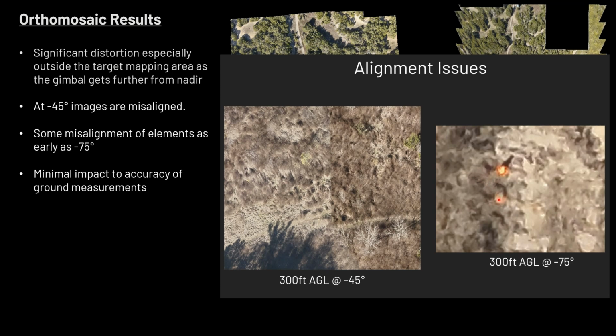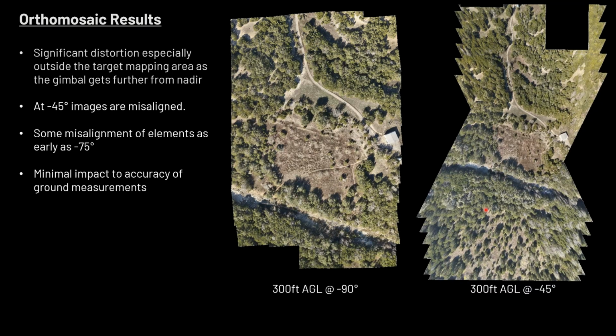Good news is there was minimal impact to the accuracy of the ground measurements when everything did align. So good news on that front, but definitely, as we were concerned about, significant issues with using non-nadir images for generating orthomosaics, at least in this setup with DroneLink used to capture the images, and Pix4D used to stitch them together for the orthomosaic.